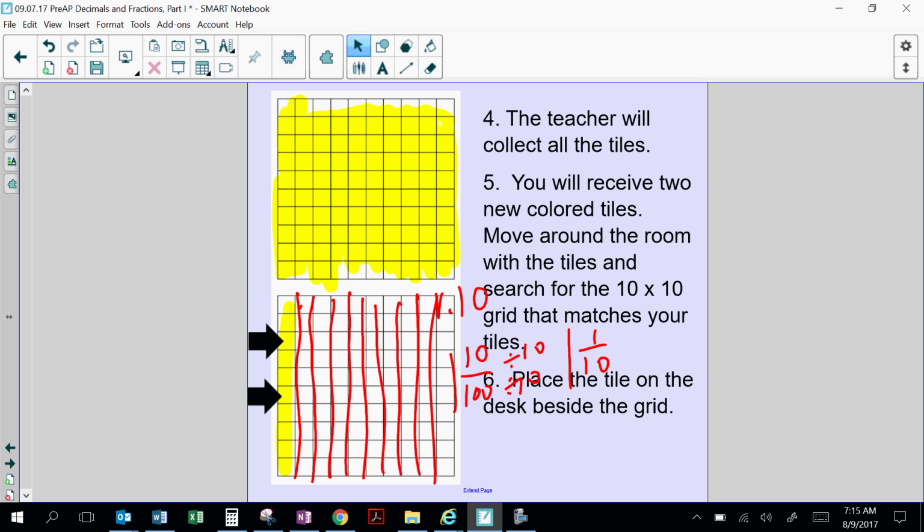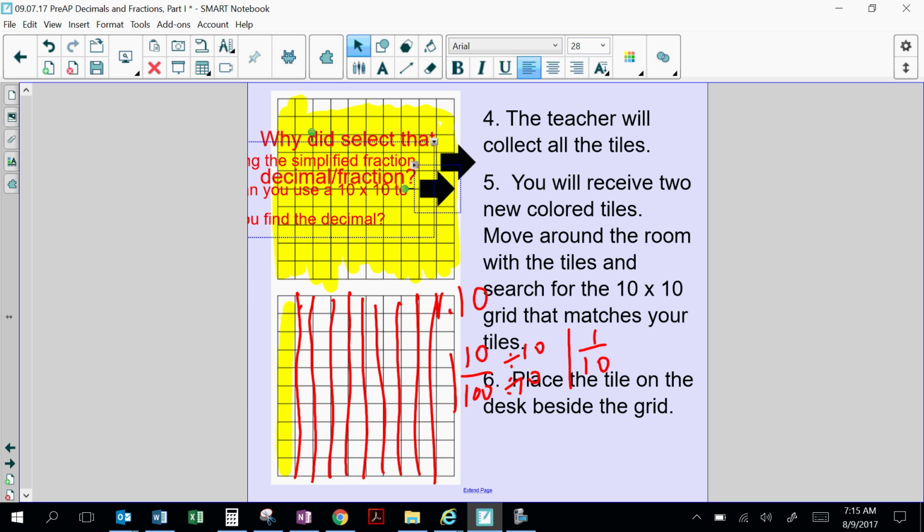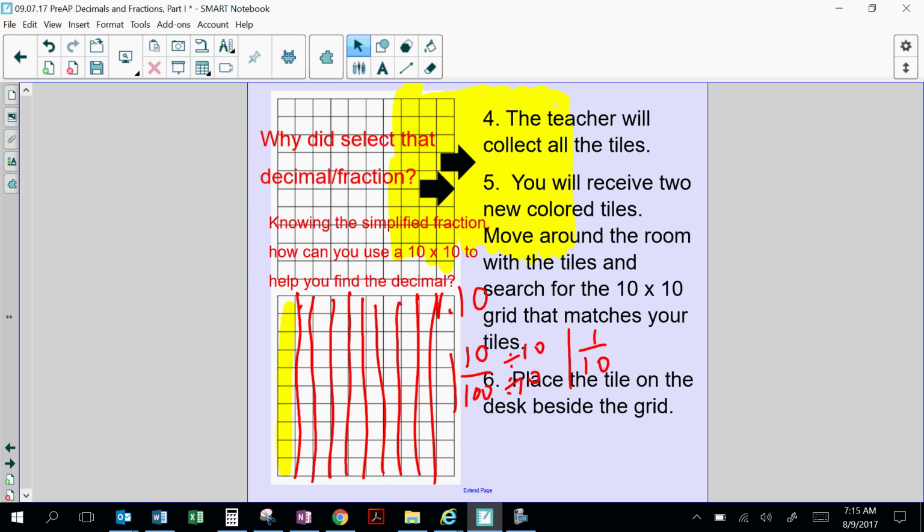So let's answer some questions about this. Why did you select that decimal fraction? Well, the reason I selected 1 whole is because 1 whole square is shaded, and the 10 is because it's using place value. This is in the hundredths place. So that's why I selected 1 and 10 hundredths. Knowing the simplified fraction, how can you use a 10 by 10 grid to help you find the decimal? So here's 1 and 1/10. How can I use a 10 by 10 grid to help me find the decimal equivalency?